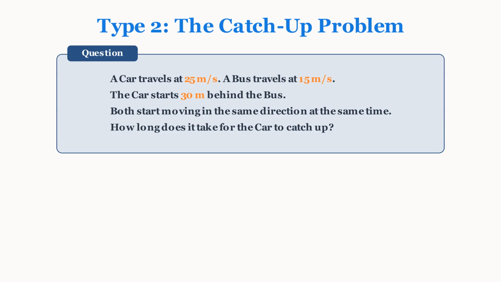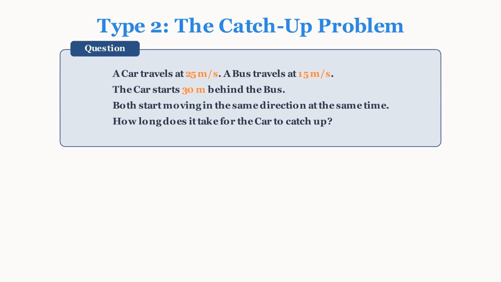Next, the catch-up problem. When a faster object chases a slower one, the key is the speed difference. A car traveling at 25 meters per second starts 30 meters behind a bus traveling at 15 meters per second. They move in the same direction. How long until the car catches up?